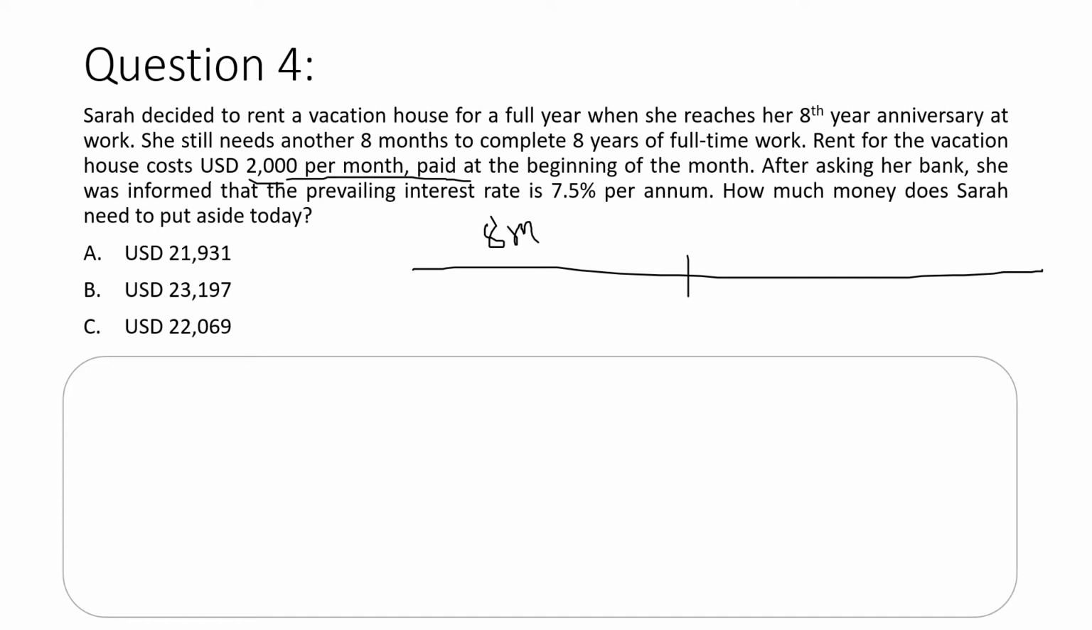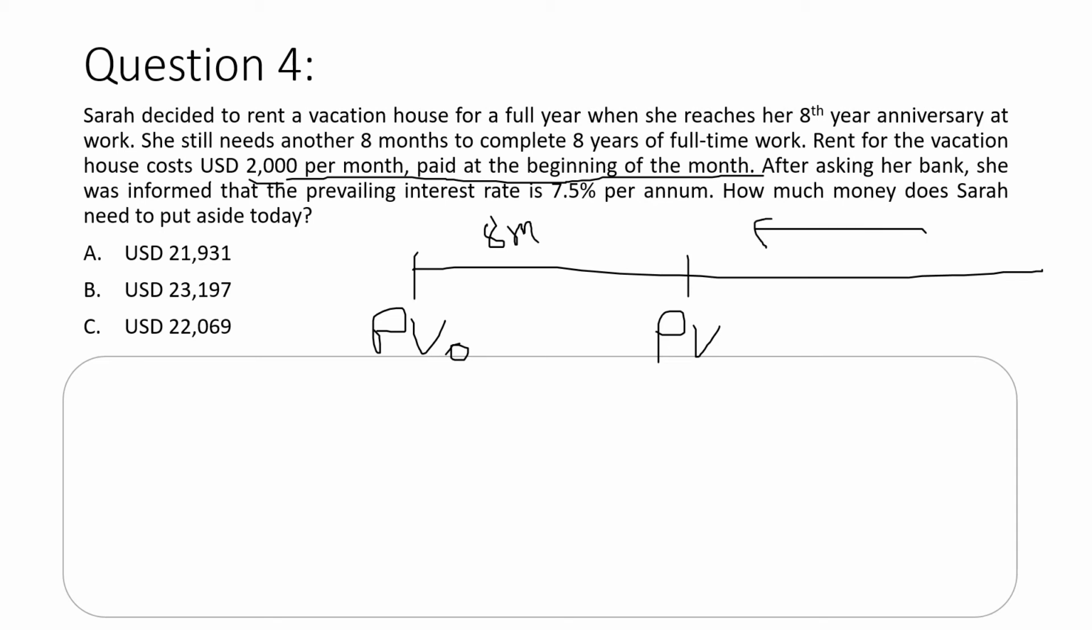However, it's paid at the beginning of the month. Since it's paid at the beginning of the month, at equal intervals, that's an annuity due. It's not an ordinary annuity, it's an annuity due. So in order to calculate what's required, which is PV today, because this is how much money Sarah needs today, we have to calculate first the PV of phase 2, which is the date that she starts renting the apartment or the house. Okay, so we need to calculate this PV.